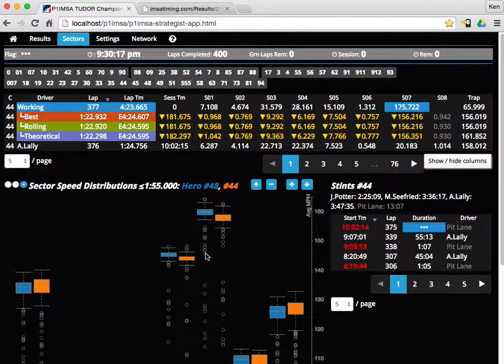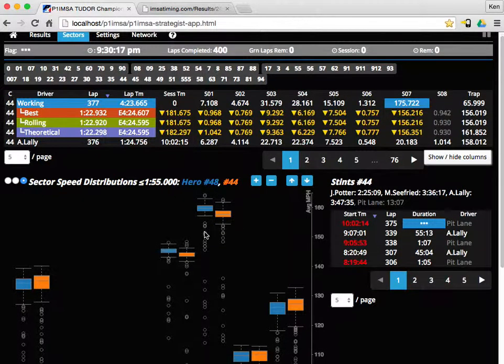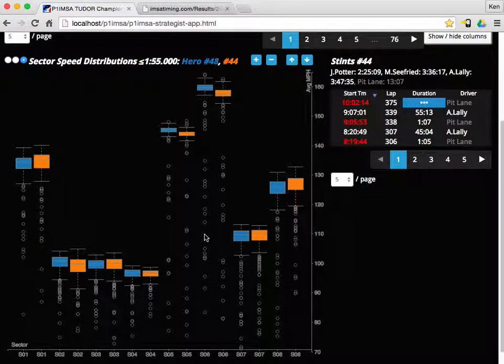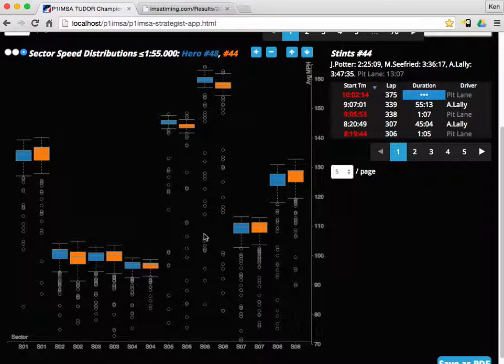You notice all these circles here. These are known in statistics as outliers. And what they are are data points that are outside some bounds of the norm for a spread of data around the meat of what we're doing.